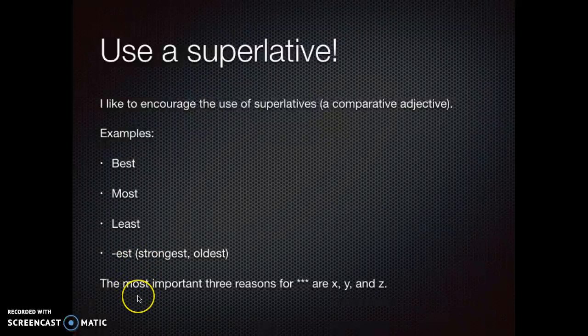So here's an example of how to get a basic thesis going. You could say something like the most important three reasons. That sets up your process for whatever you're going to discuss are X, Y, and Z. X, Y, and Z being your processes, your three main points.